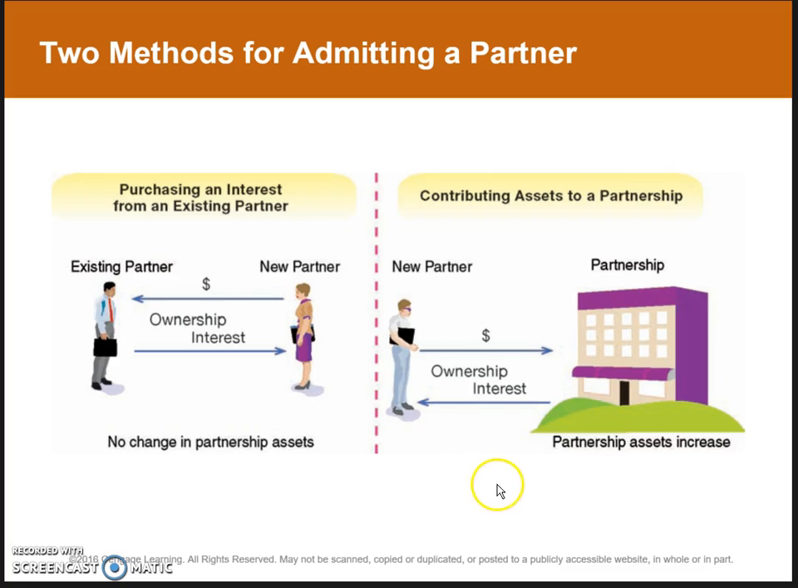So the reason that this matters is because it's going to tell you how to account for it. So we're going to call this option 1, purchasing it outside the partnership by an individual. And option number 2, we're going to say contributing assets to a partnership. So let me show you why this matters.